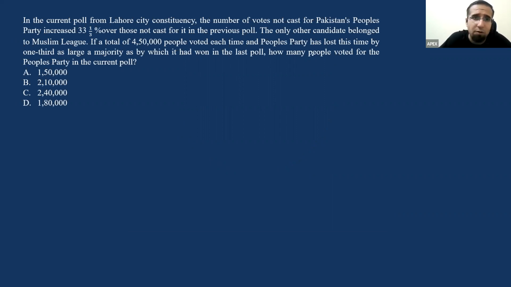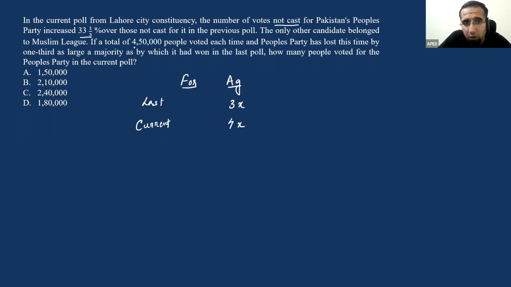Now the question says in the current poll, from Lahore City constituency, the number of votes not cast for Pakistan's People Party increased by 33.33 percentage over those not cast in the previous poll. So let's say I'm talking about in favor of the party and against the party. Now, not cast increased by 33 percentage over not cast in the last year. So I'm talking about last year and I'm talking about current year. Okay. So if last year the number of votes against were 3x, this year the number of votes become 4x. Clear? The only other candidate belongs to Muslim League, doesn't make a difference. So there are only two parties, right?